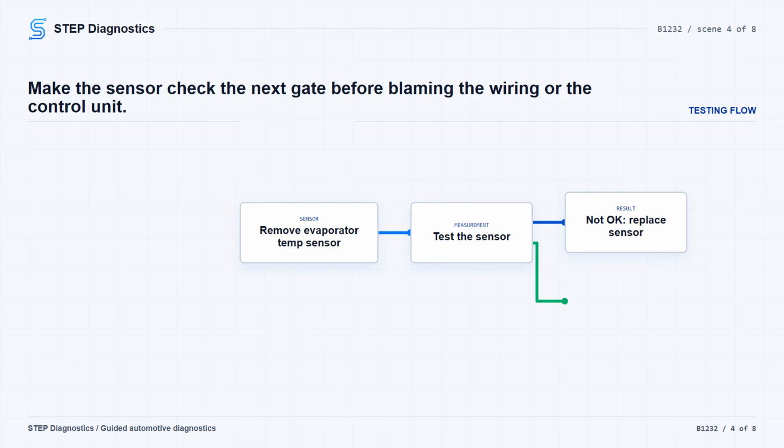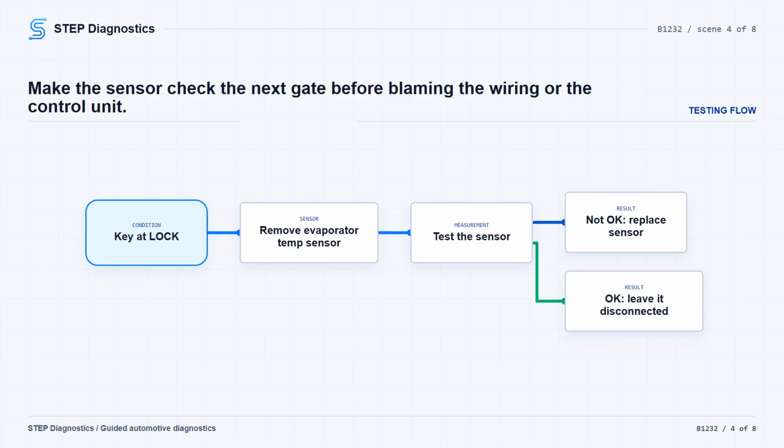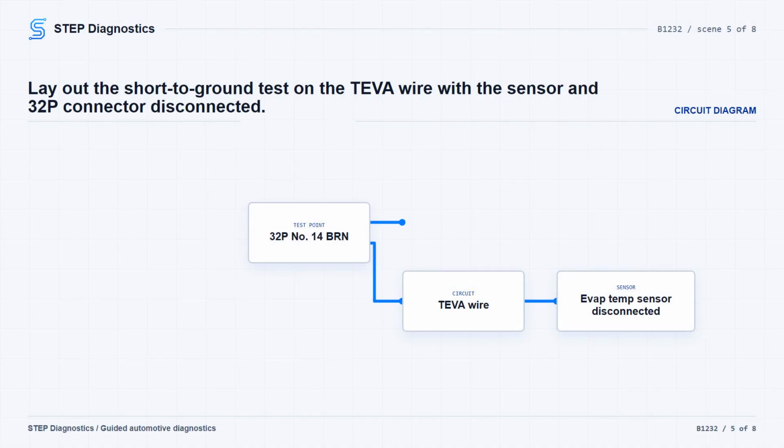Remove the evaporator temperature sensor and test it using the correct sensor test. If the sensor does not test OK, the diagnostic result is to replace the evaporator temperature sensor. If the sensor is OK, leave the evaporator temperature sensor disconnected and move on to the wiring check. With the sensor already disconnected, disconnect the climate control unit 32P connector. Keep the ignition switch at lock 0.